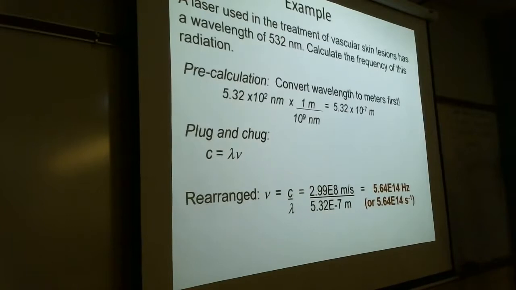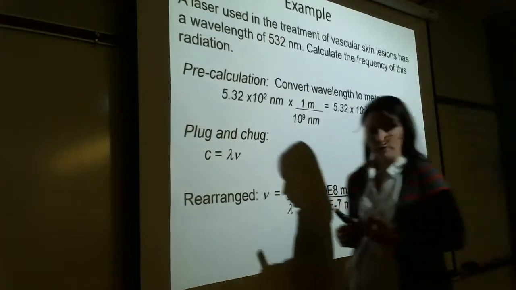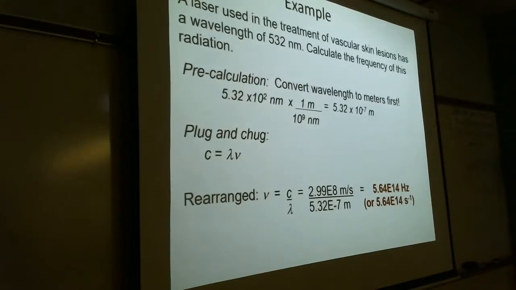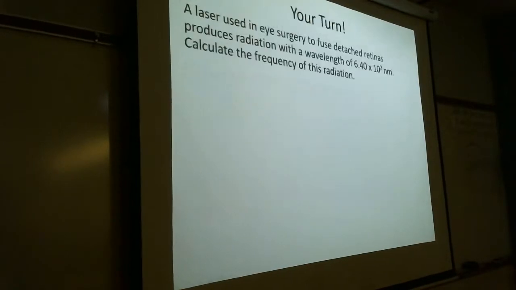Did everyone see how we did this? You ready to try one on your own? Reviewing some physics. Okay, you do this one. A laser used in eye surgery produces radiation with a wavelength of 6.4 times 10 to the second nanometers. What's the frequency of this radiation? I'll pause the recording for a minute.